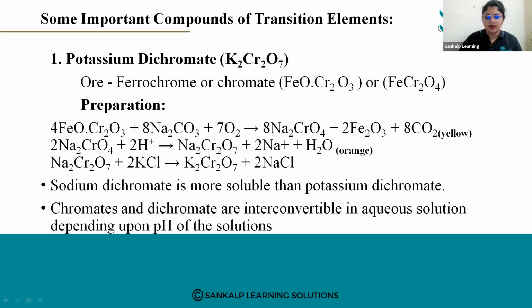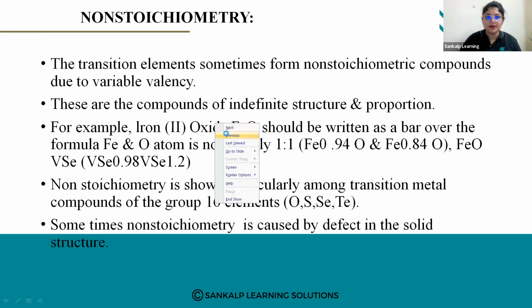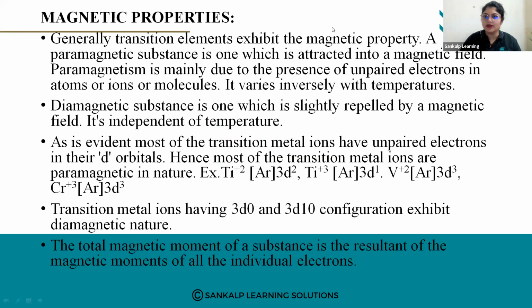Before that, there is something called magnetic moment. We were discussing the magnetic property here, and here they have given something called magnetic moment. We can calculate this magnetic moment. The total magnetic moment of a substance is a resultant of the magnetic moments of all individual elements. Now, what is this magnetic moment?